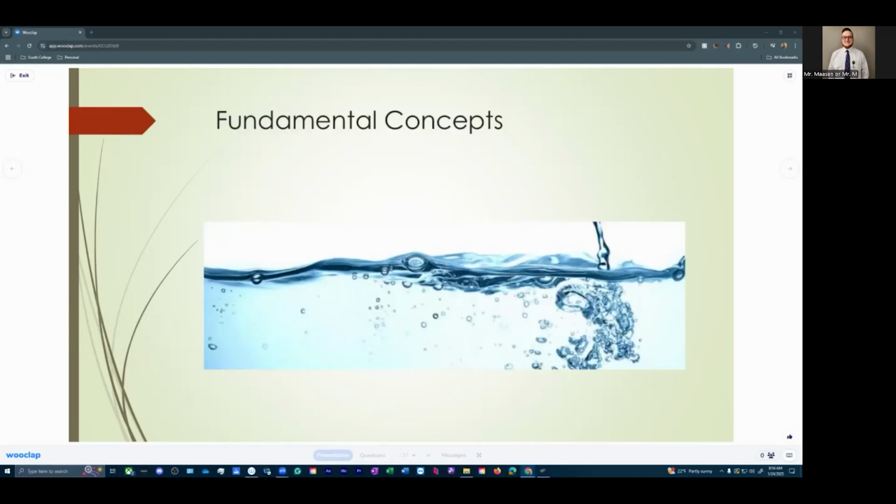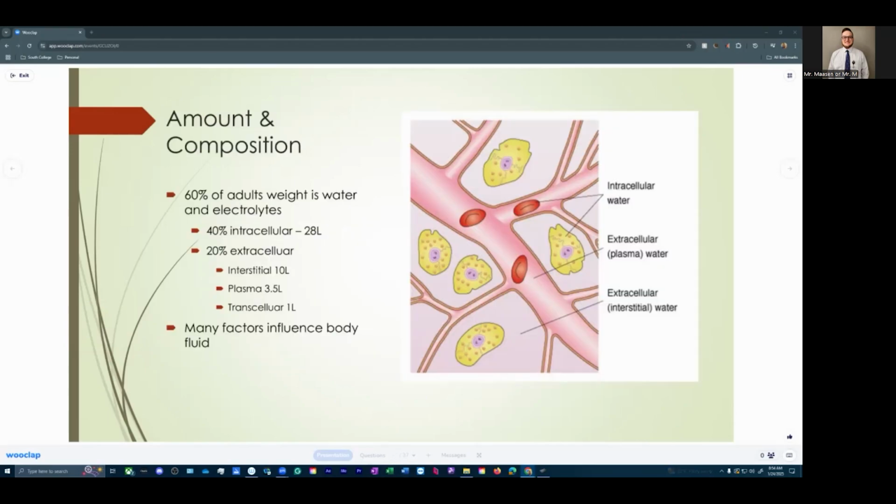The fundamental concepts we want to think about with fluid go back to some A&P and some patho. Where is our fluid in our body located? A majority of our body weight is actually water. Depending on male and female, around 60% of an adult's weight is electrolytes and water. That can vary with multiple factors, but overall this is the consensus highlighted in your textbook.